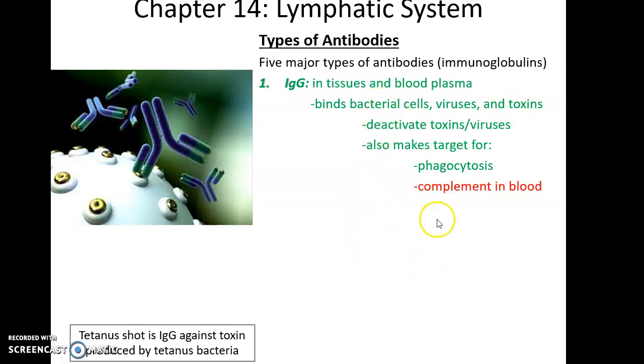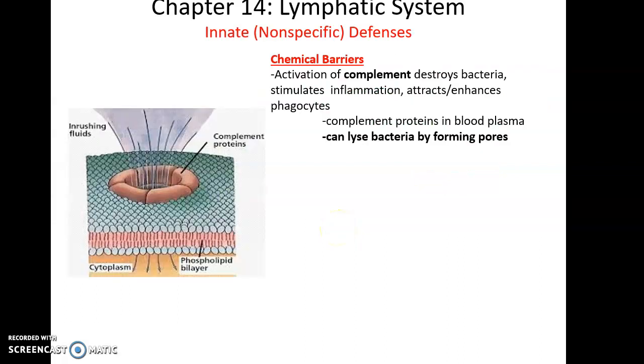Also, especially for bacterial cells, IgG can stimulate complement in the blood. Again, complement are proteins already found in the blood plasma, and those proteins can do many things, including punching holes into bacterial cells. So again, here is the hole formed by complement proteins that put a hole in the bacterial cell, making it deceased. Complement also can stimulate inflammation and attract other phagocytes to the area.